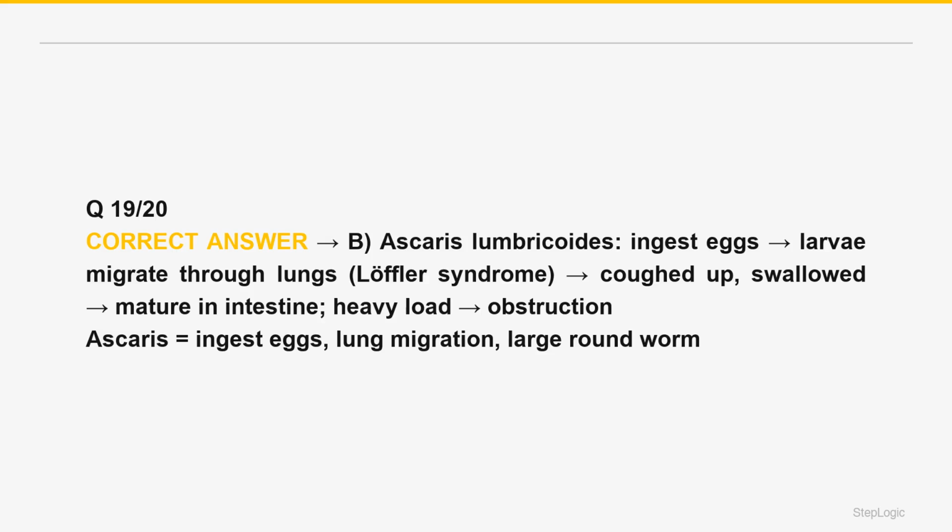The migration pattern is the high yield point. In the lungs, the larvae cause an eosinophilic pneumonitis, Loeffler syndrome, with cough, wheeze, and peripheral eosinophilia. The larvae are then coughed up and swallowed, returning to the intestine to mature into adult worms. A heavy worm burden can cause intestinal obstruction or biliary and pancreatic blockage. Treat with albendazole or mebendazole. The egg-ingested roundworm that migrates through the lungs, Loeffler, before maturing in the gut is Ascaris lumbricoides.